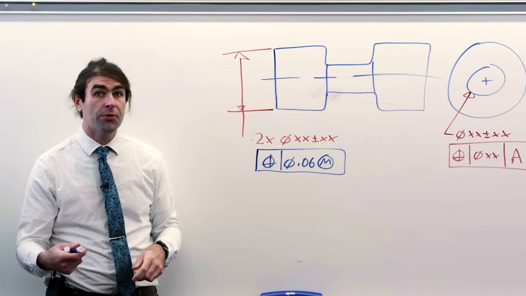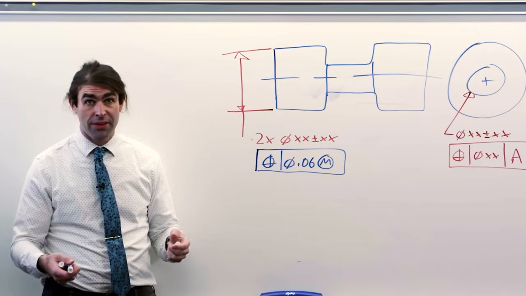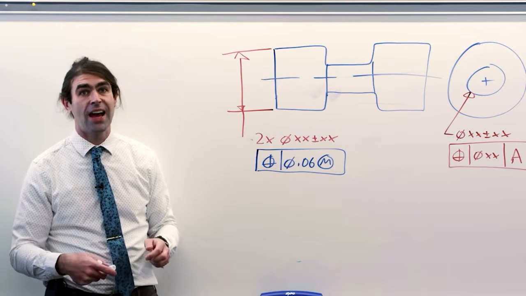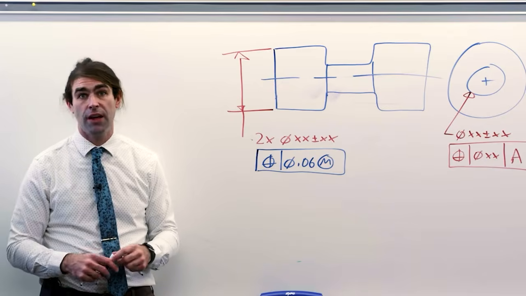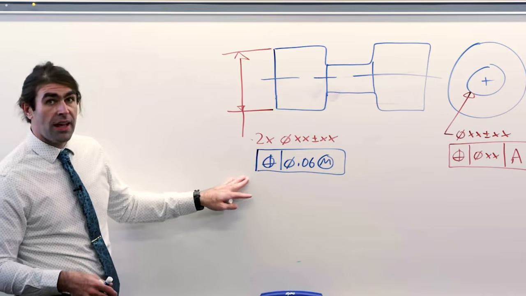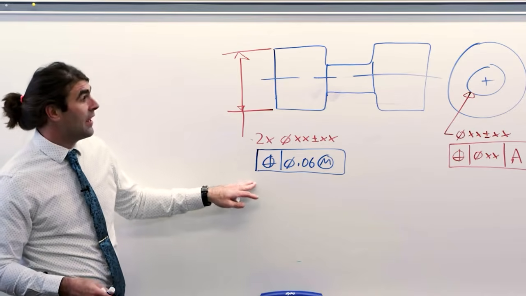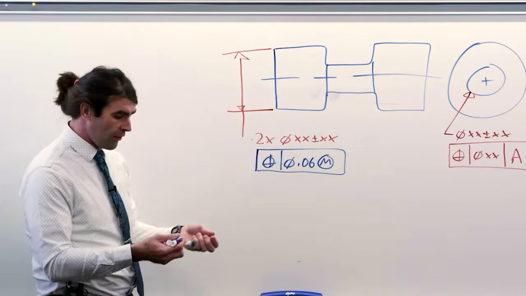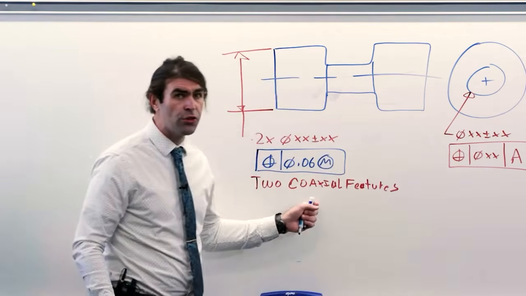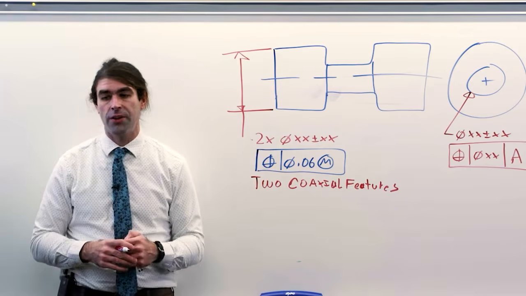Now, you could also apply total runout to these, but then it's kind of the same thing as a really tight size tolerance. You're not getting the benefit of an MMC callout. If the diameters are a different size, say this one is larger than this one, you would write two coaxial features underneath it.